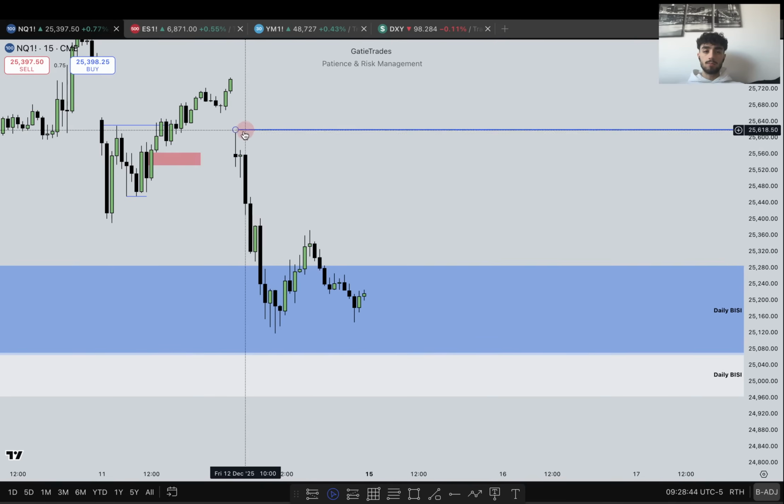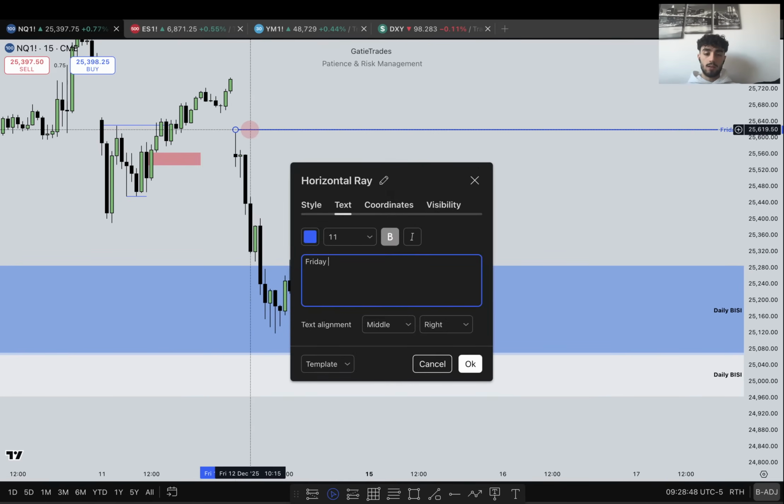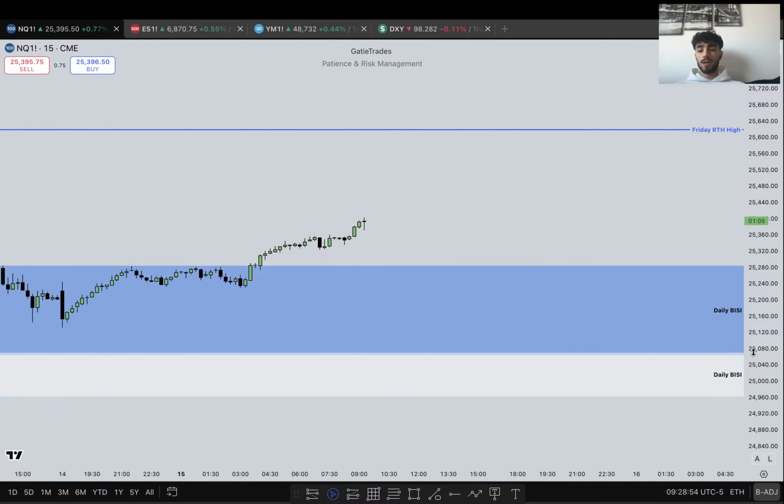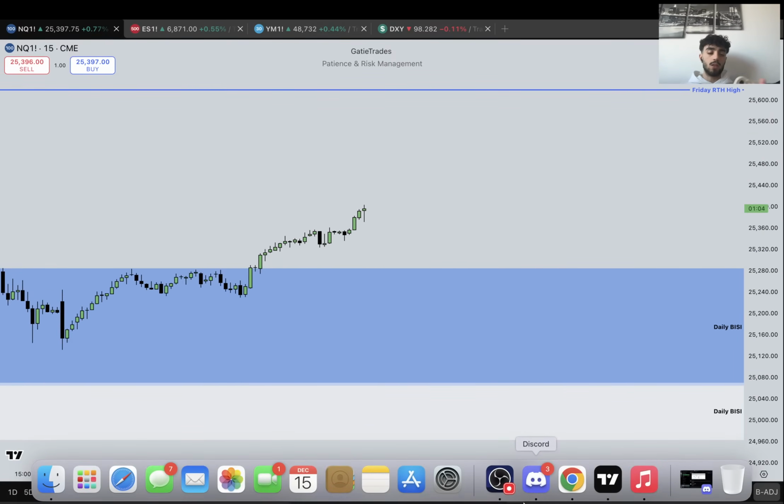So this blue line is your Friday RTH high. That could be like an extreme target for today. I'll be honest, today, economic calendar speaking, is not the best trading day.